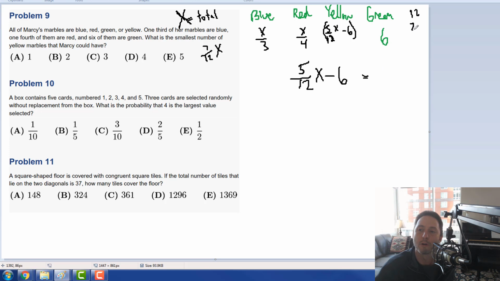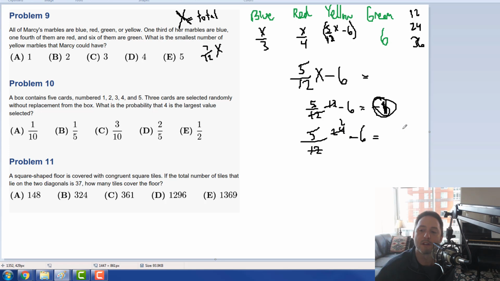So X could be 12, it could be 24, it could be 36. And since we want to know the smallest number of marbles, if we plug in 12, we get 5/12 times 12 minus 6. The 12s cancel, and she has -1 marbles, which means she's really, really loco. So that's not possible. But if we plug in 24, 5/12 of 24, and subtract 6, what do we get? 12 goes into 12 once, 24 twice. We get 10 minus 6, we get 4. Looks like the smallest amount of marbles she can have is 4.